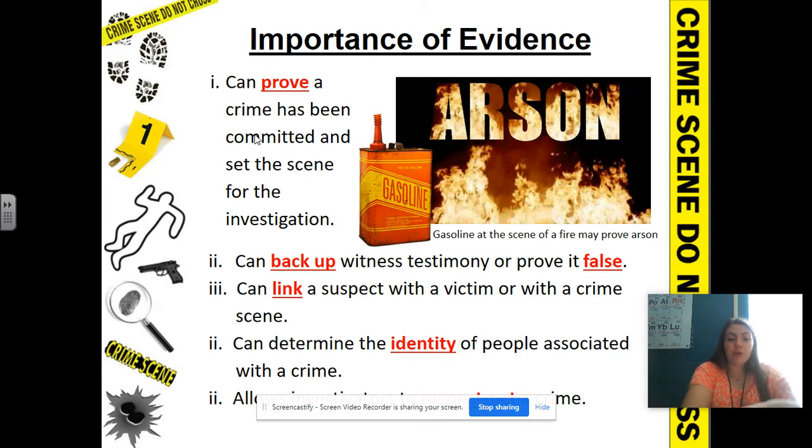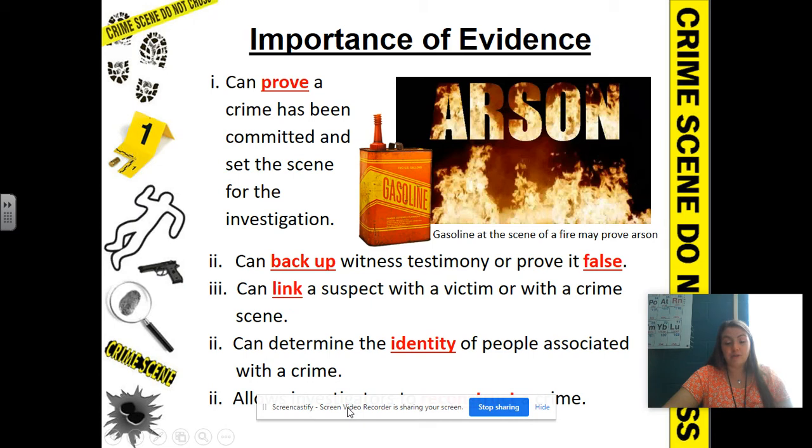Okay, so the importance of evidence is it can prove a crime has been committed and set the scene for the investigation. It can back up a witness testimony, like prove that the eyewitness is being factual because all the evidence is lining up with what they say, or make them false. Maybe they're lying if the evidence doesn't match what they're saying. It can link a suspect with a victim. So if we find pieces of that suspect on the victim or vice versa, it's linking them together at the same crime scene. It can determine the identity of people associated with the crime.